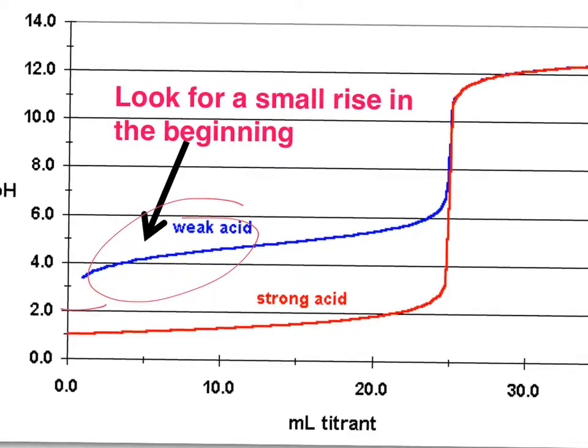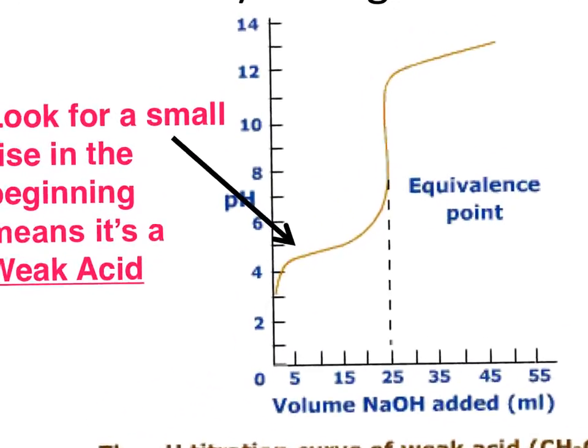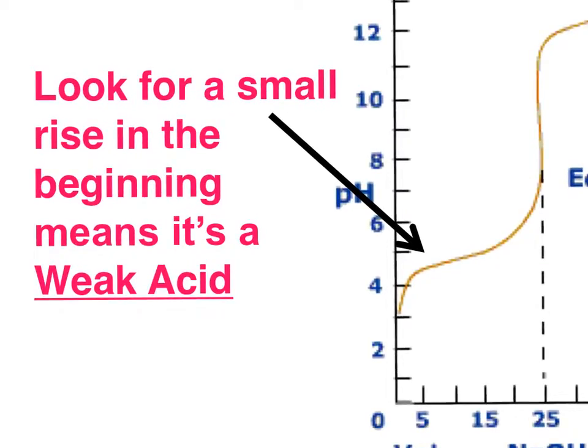Did you also talk about the bump, the hill? You can barely tell on this one because this one is a bad picture. But anytime there's a weak acid, let me go to this picture. This is a good one. Look for the small rise in the beginning, meaning it's a weak acid. So there's two indicators. Number one, it's above 2. And number two, look for this little hill.